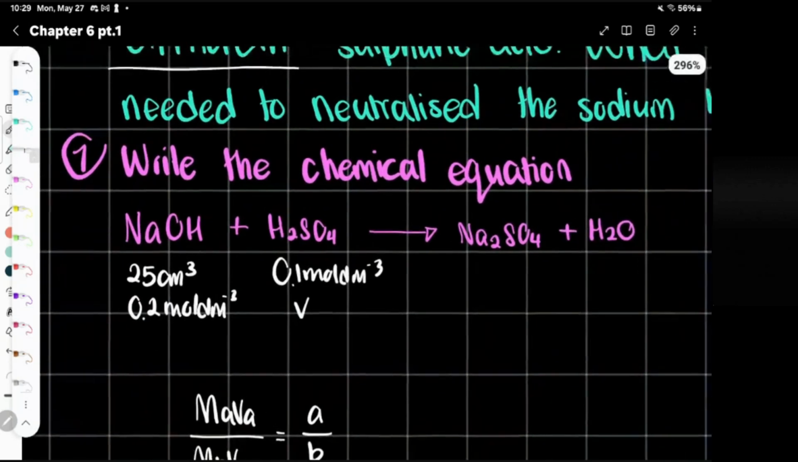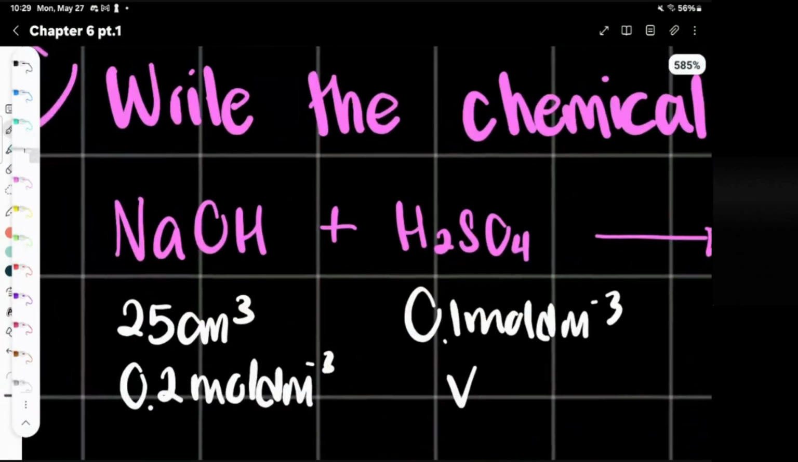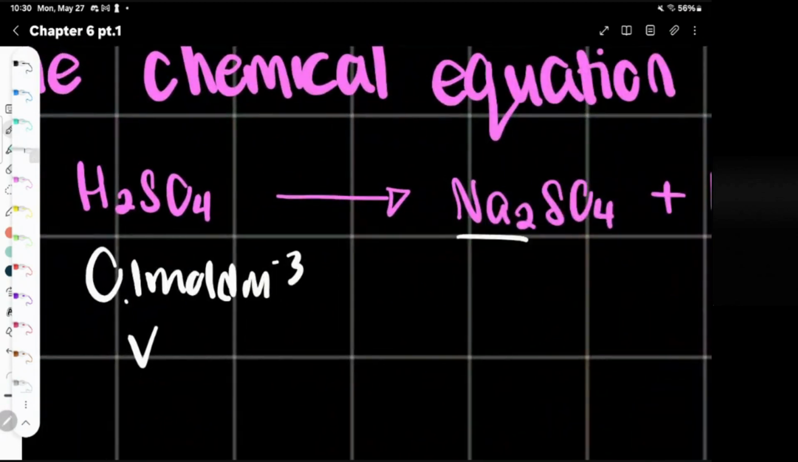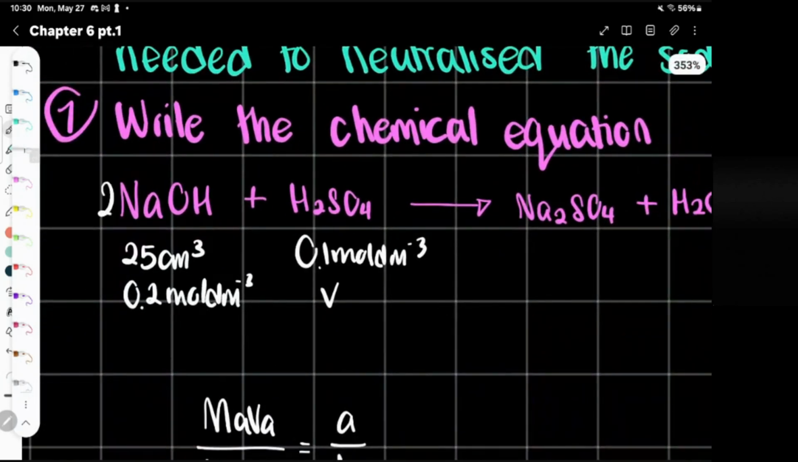This equation is actually not balanced. You can see the equation is not balanced. Why? Because there is 1 and A here and 2 and A here. So this is not balanced, so you have to balance them. Okay, how to balance them? Put 2 here.